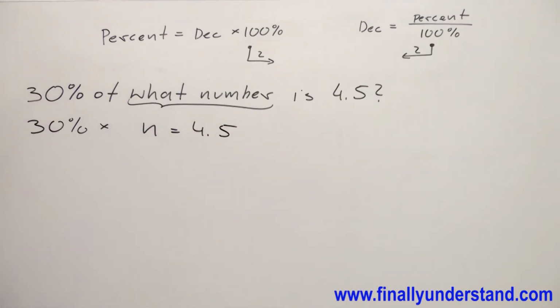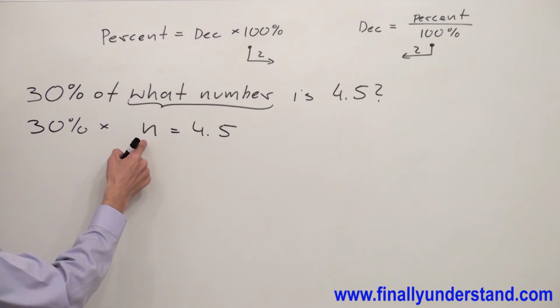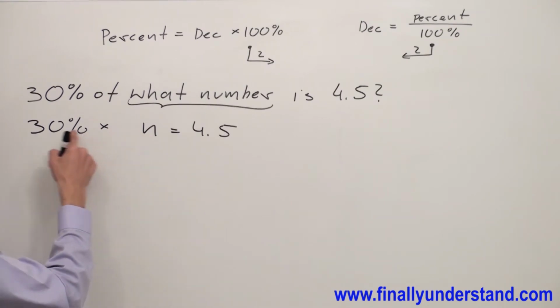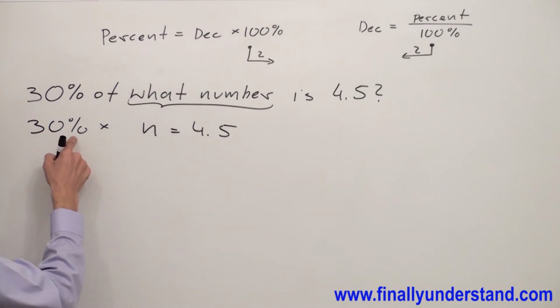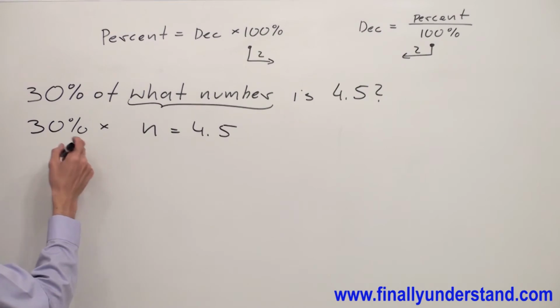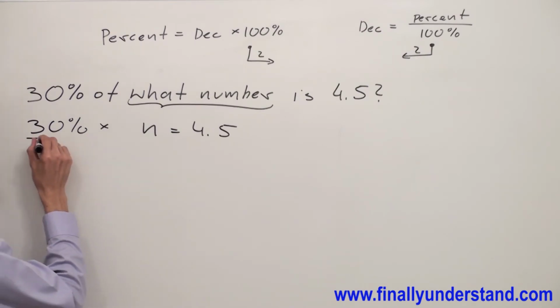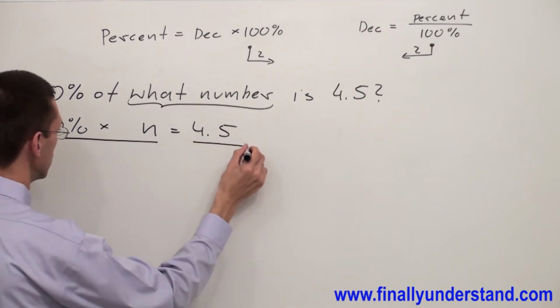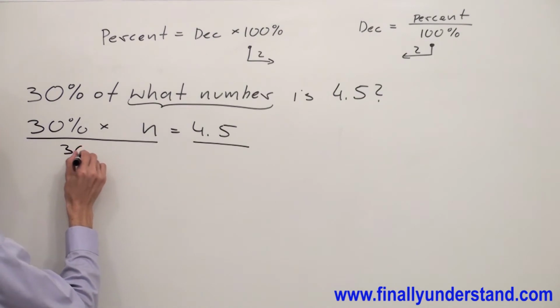Okay, now I have to find n. Okay, next to n I have 30%. I do not want to see 30% multiplied to n. So in order to eliminate 30% from n, I have to divide both sides of the equation by 30%.